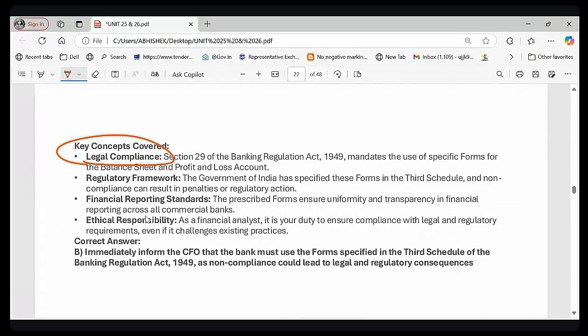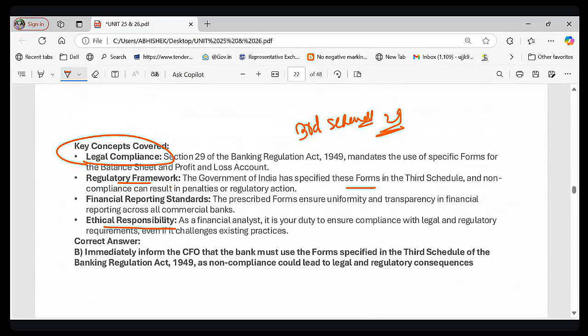Second is regulatory consequence. So if the RBI or any regulatory body audit the bank, they could impose penalty for non-compliance. And third thing is that it ensures uniformity in reporting. So the third schedule, section number 29, ensures consistency across banks, right?